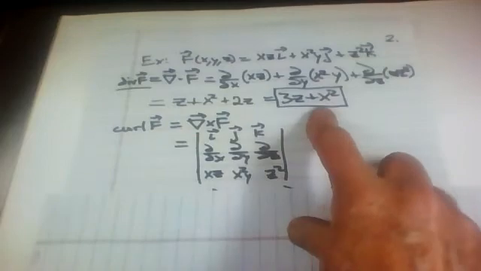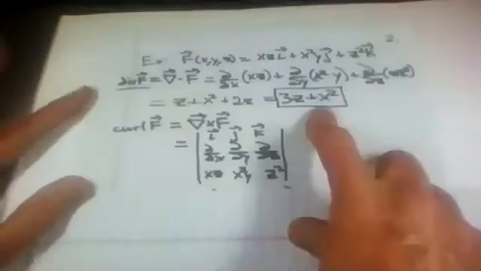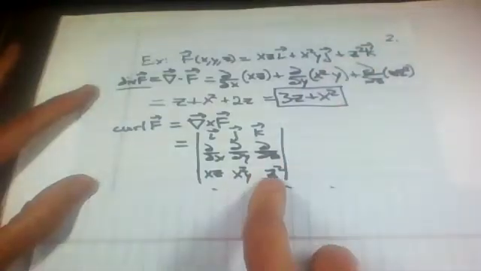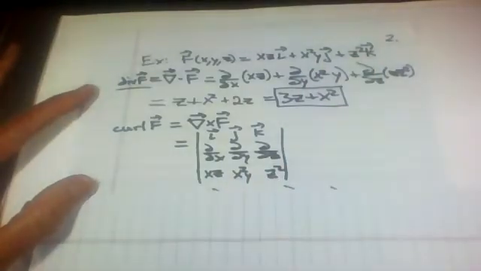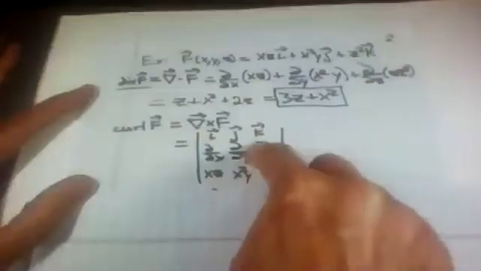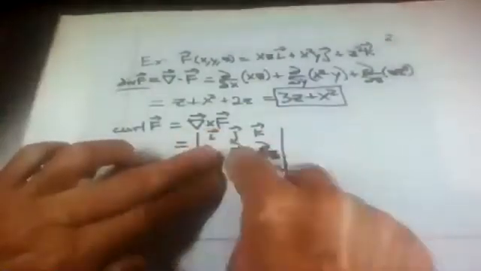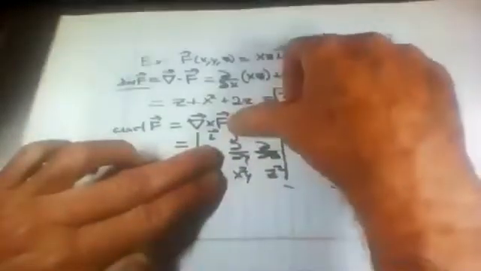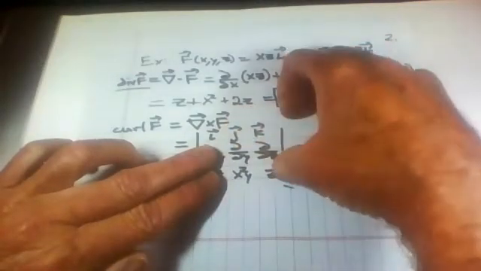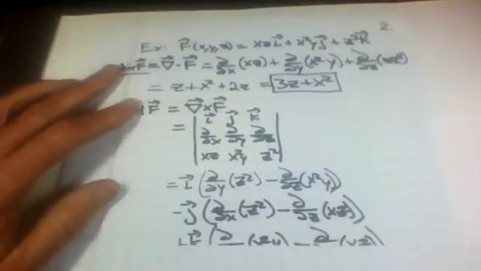For this example, where the components are xz, x squared y, and z squared, we'll put those in the third row. And then instead of multiplying these, you take d/dy of this minus d/dz of this, and you take the i component, right? You take i times this subdeterminant, where the subdeterminant is d/dy of this minus d/dz of this, and so on. And so we'll just compute it straight out of here.